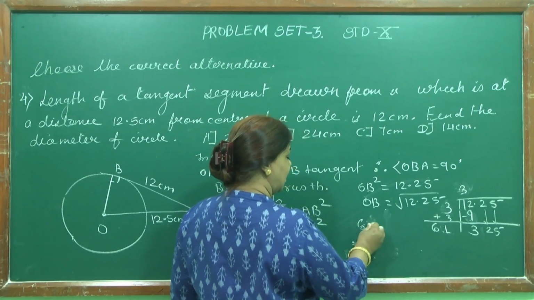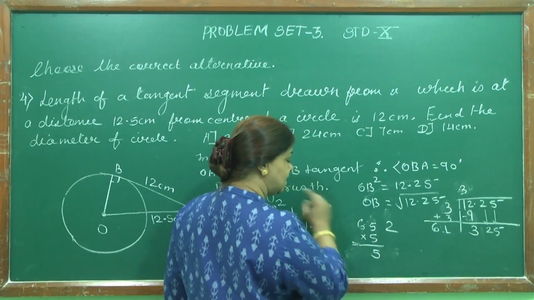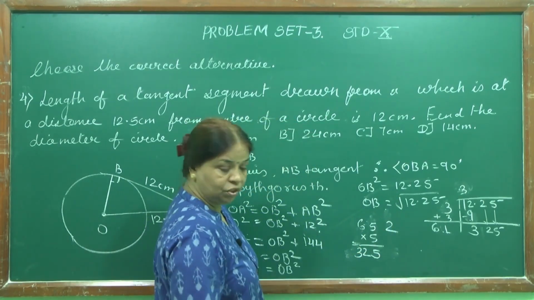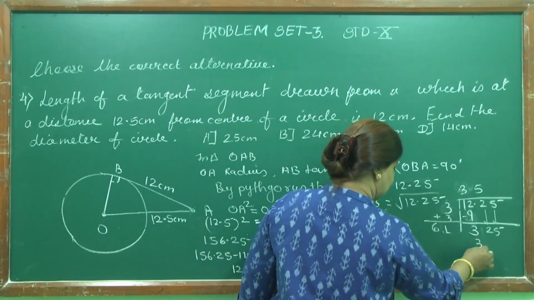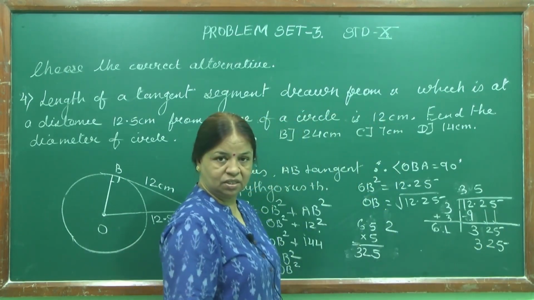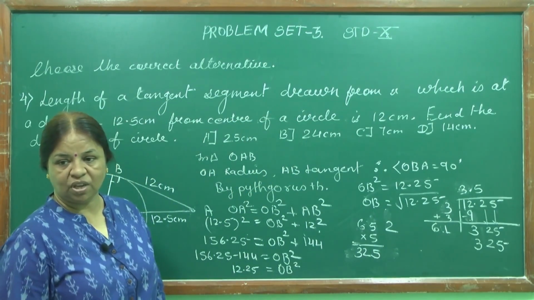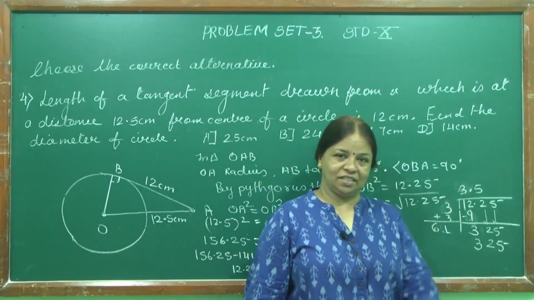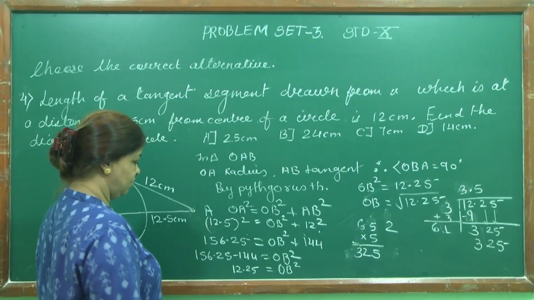Let me write 5, multiply by 5. 5 5s are 25, carry 2. 5 6s are 30, 30 plus 2, 32. I got 325. So here I will write 5 and 325. Here the point is after 2 digits. I will place the point here after 1 digit. If the point is after 4 digits, I will place the point after 2 digits, because we are finding the square root. So we got here 3.5.